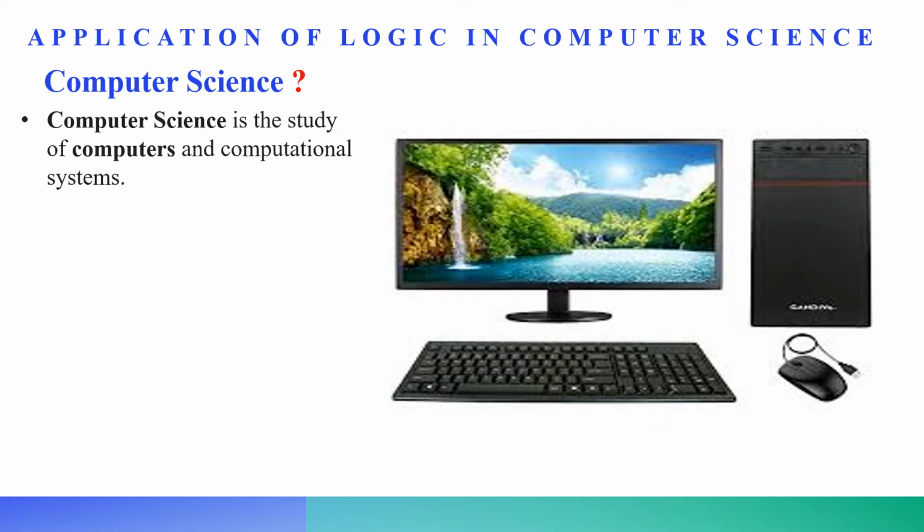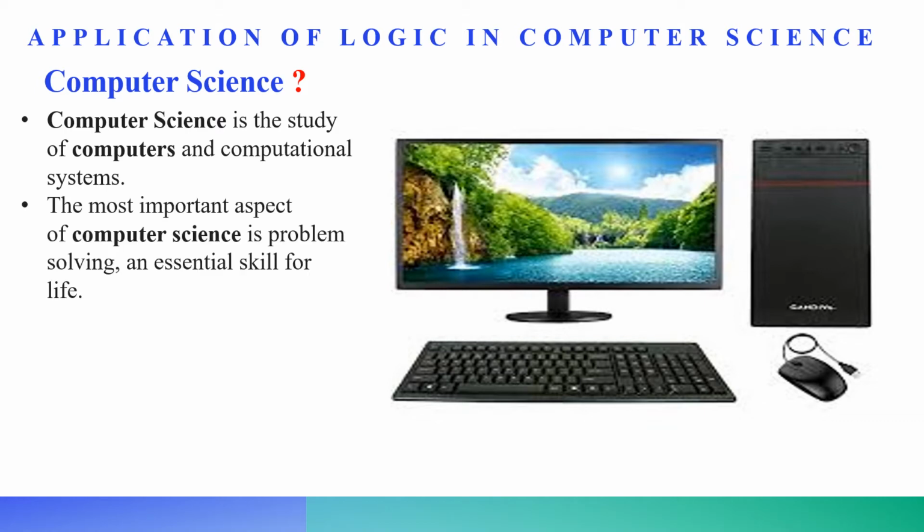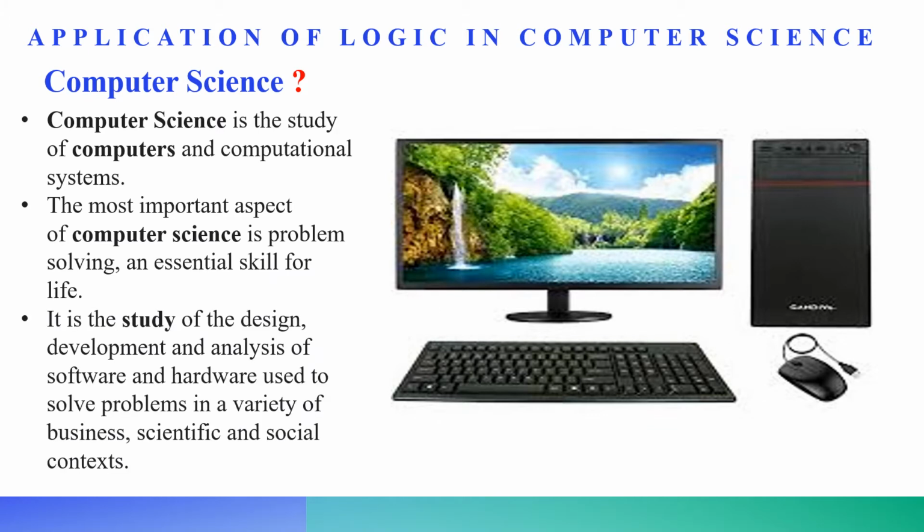What do you understand by this? It deals with computers and mathematical calculations. The most important aspect of computer science is problem solving, which is an essential skill for life. It is the study of the design, development, and analysis of software and hardware used to solve problems in a variety of business, scientific, and social contexts.